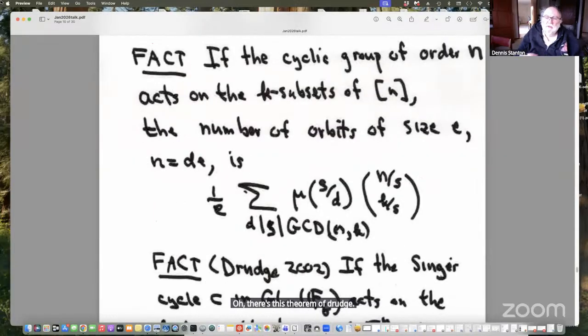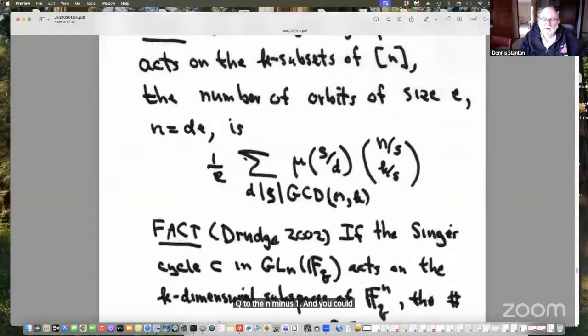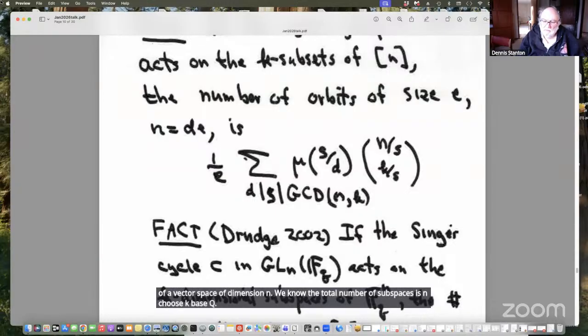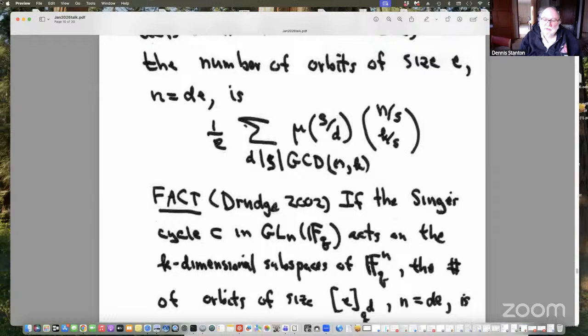The cyclic group of order n, that n-cycle, in a finite field has an analog called the Singer cycle. It has order q to the n minus 1. And you could let it act on all the k-dimensional subspaces of a vector space of dimension n. We know the total number of subspaces is n choose k base q. The number of orbits now has to be e base q to the d, as it turns out.